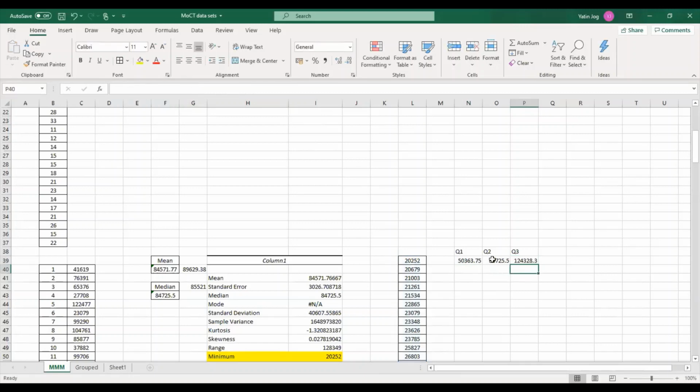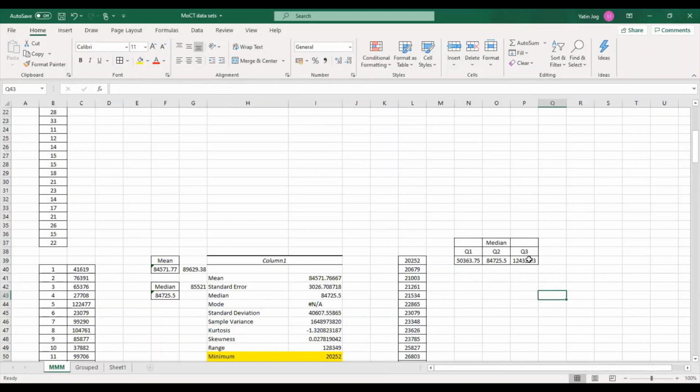Now, if you look at Q2, we are getting the same value as the median, because the median is the second quarter. Quarter 2 means we have 50% of the data below quarter 2. That means it is the median. So Q2 is always the median. And then Q3 ends at 1,24,000. So this is what I get as the endpoints for quarter 1, quarter 2, and quarter 3.